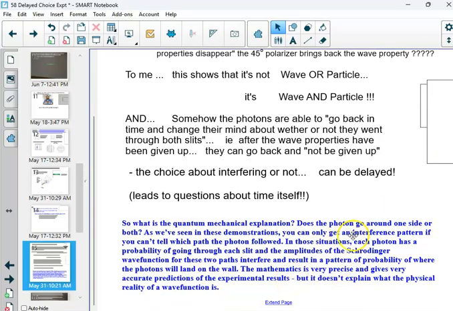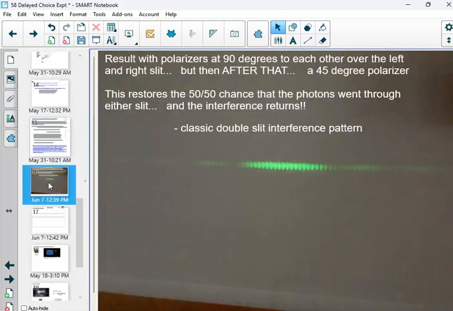So does the photon go through one side or the other or both? As seen in these demonstrations, you can only get an interference pattern if you can't tell which path the photon followed. In those situations, each photon has a probability of getting through each one, and the Schrodinger wave equations for the two paths interfere, resulting in the probability of landing in that interference pattern on the wall. The math is very precise and gives accurate predictions of the results, but it doesn't explain the physical reality of things, right? It's a mystery to us still. Absolutely, it's a mystery to us still.